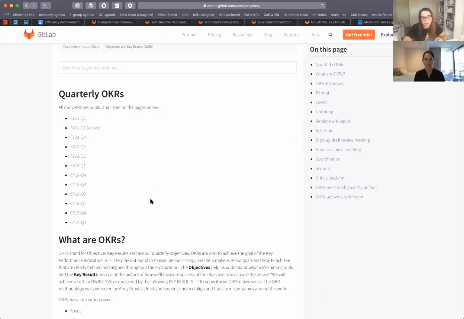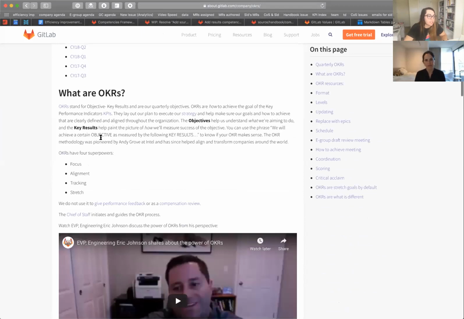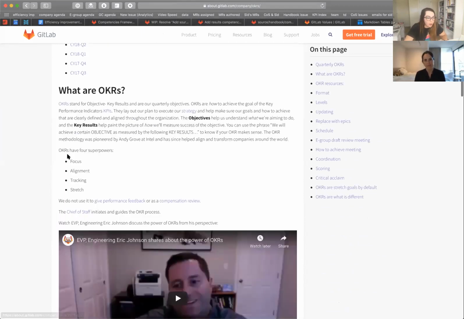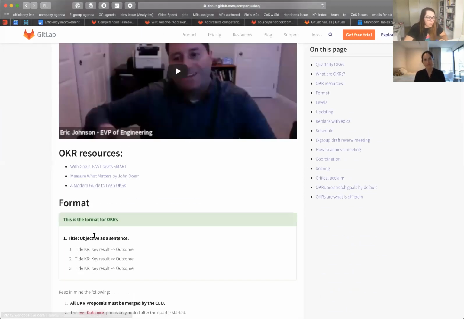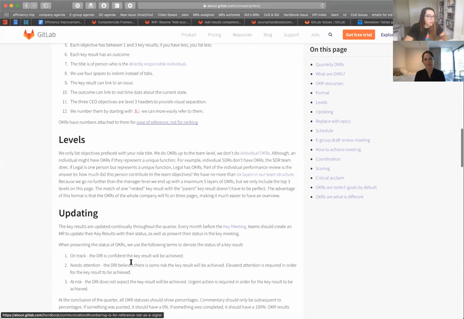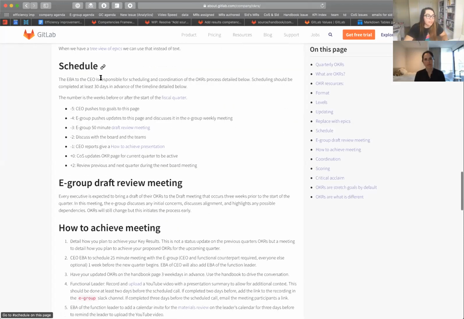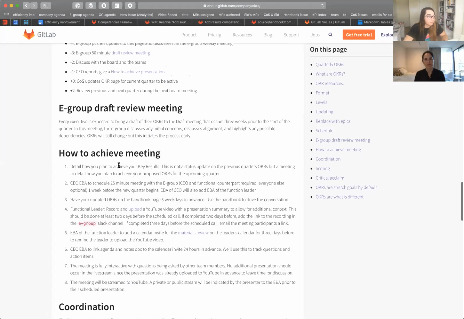as opposed to being under a particular person. Maybe now there's a case to be made to move it, but okay, so this is a little bit about what OKRs are, how we format it in the handbook, what the process looks like, how many levels throughout the org we do it, the process for updating them, and the schedule for them is all here.